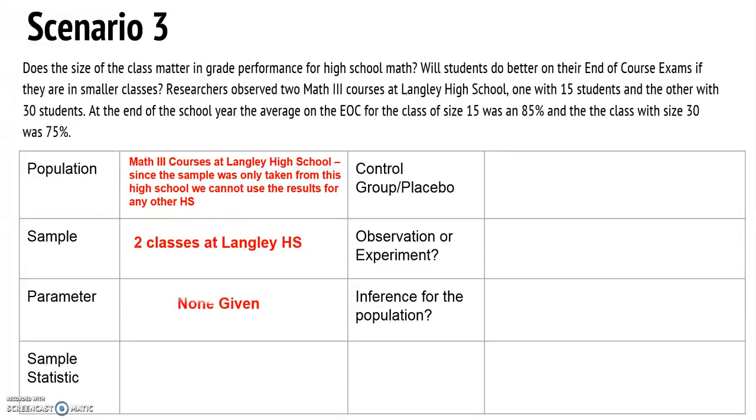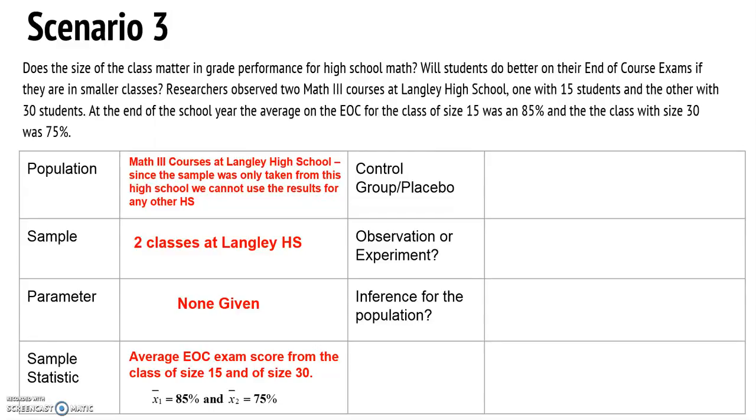What is the parameter? There's no parameter given, but the parameter of interest is: does class size help with their end of course exam? So the percentage on their end of course exams is the parameter that we're looking at. What sample statistics were given? We were given the average end of course exam score from the class of size 15 and the class of size 30. Keep in mind the class size is not actually the sample statistic, it is the percentage. Notice how this says x bar, so that tells us that it is from a sample and not from the population.